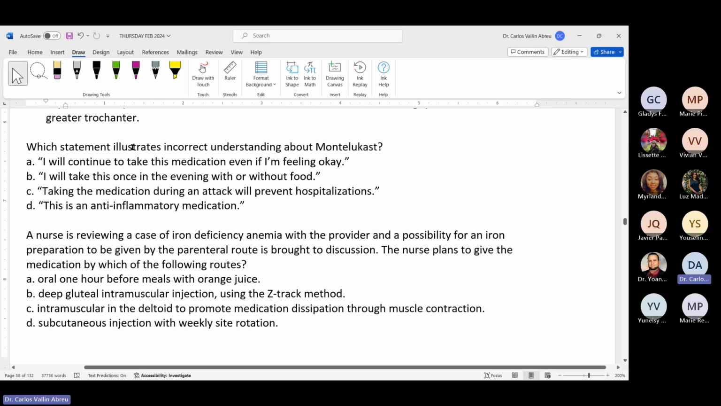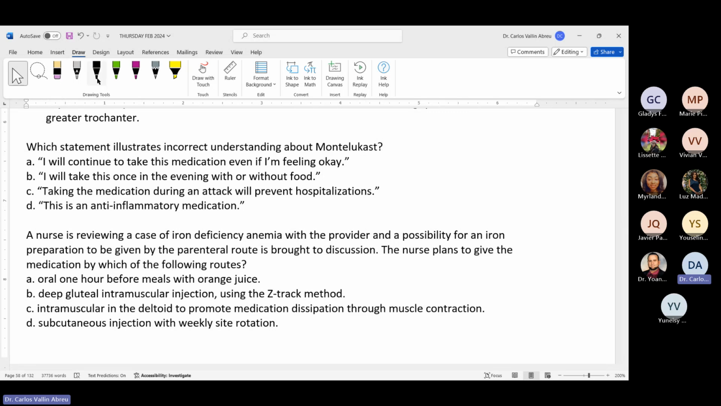Which statement illustrates incorrect understanding about Montelukast? We already talked today about Montelukast because we already talked about Singulair. It's the same. I will continue to take this medication even if I'm feeling okay. It is correct, and we are looking for the incorrect. So no problem with this. Remember that this kind of medication is to prevent inflammation, and is taken around the clock, even if the client is feeling okay.